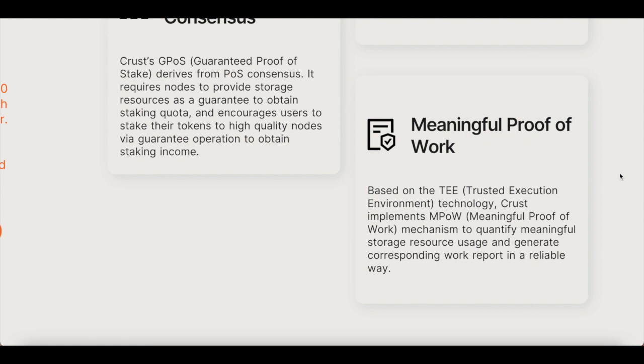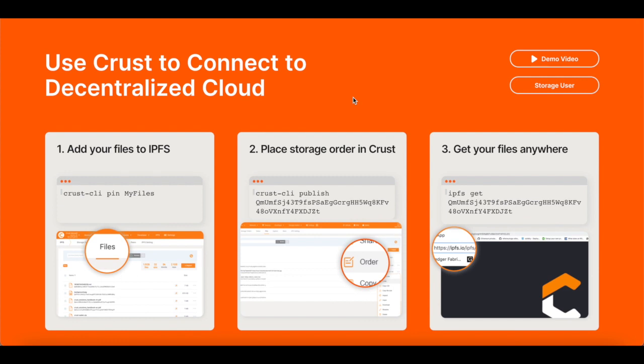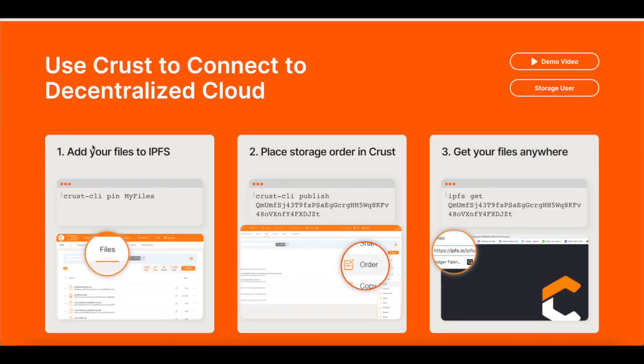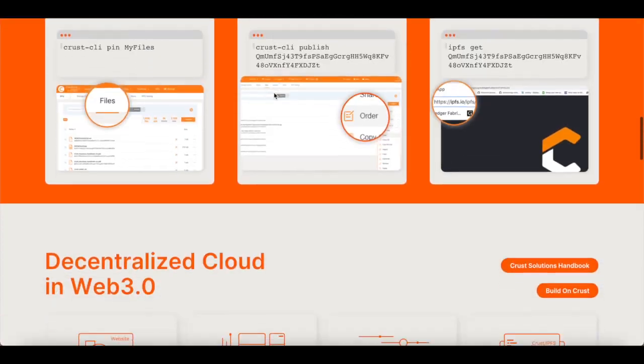Now, based on TEE, Trusted Execution Environment, technology, Crust implements a mechanism to qualify meaningful storage resources usage and generate corresponding work reports in a reliable way. Now, obviously, Crust Network wants to explain it to you quite simply, how to use Crust to connect to decentralized clouds. But again, this is not financial advice. This is simply public information that I'm sharing with everyone.